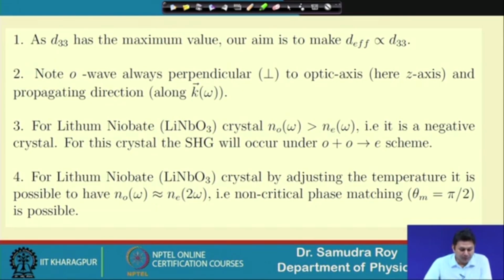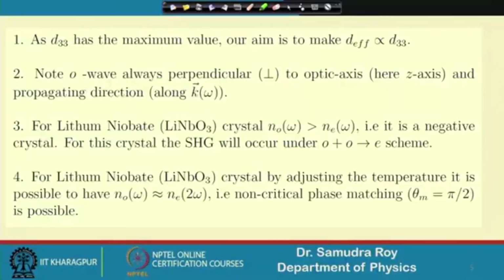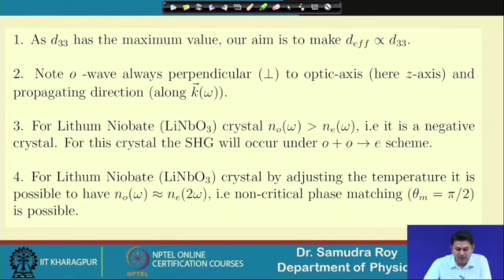Now, the O wave is always perpendicular to the optic axis and the propagation direction vector k. You should always know that whenever we calculate the second harmonic, and if it is an OO plus E system, then we should be careful that the fundamental wave should be an ordinary wave, and the generated wave, which has the frequency 2 omega, should be extraordinary. We should remember that and do these things very carefully.